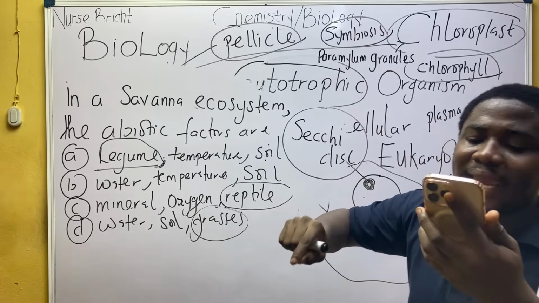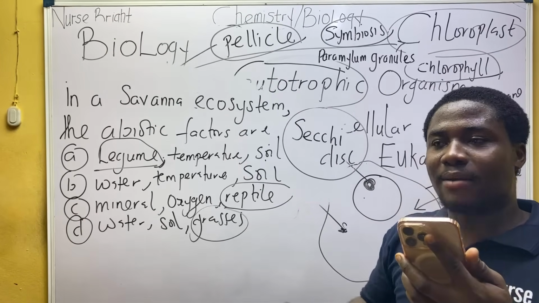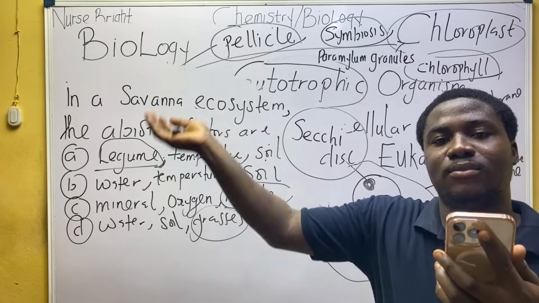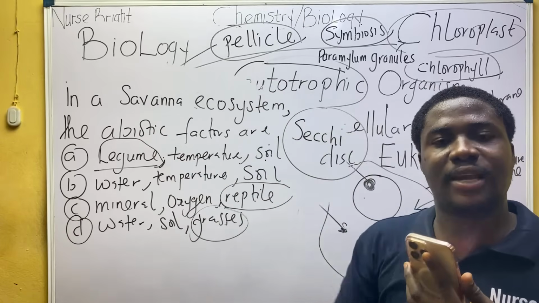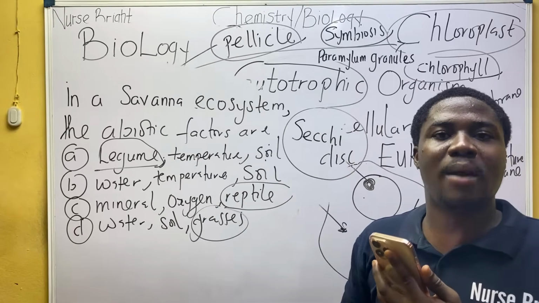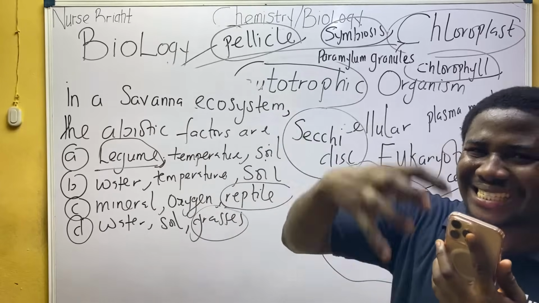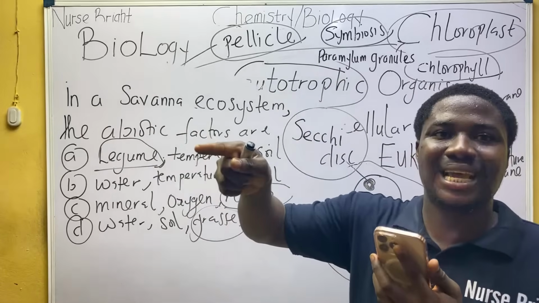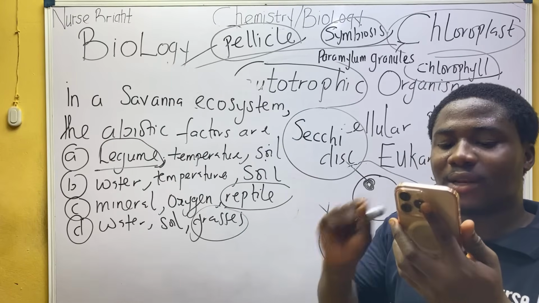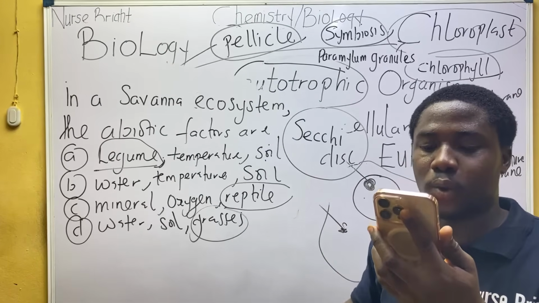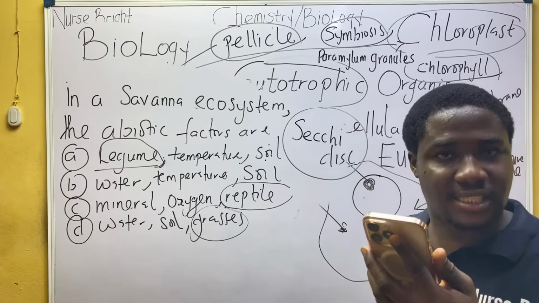Option B, it is an association of give and take. That is also correct, because some organisms gain, some do not. We have different kinds: mutualism, where both organisms gain; commensalism, whereby one organism gains and the other is not affected; and parasitism, whereby one gains and the other one loses. You get what I'm saying? So it's an association of give and take, very true.